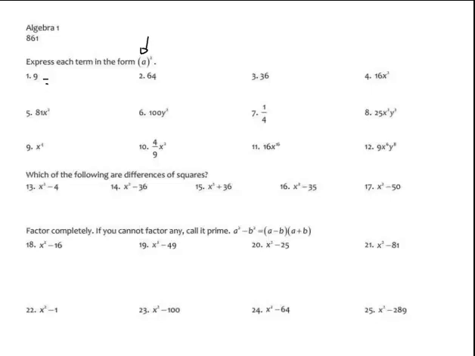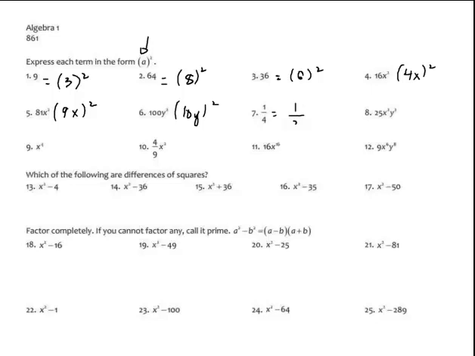So 9 is 3 squared. 64 is 8 squared. 36 is 6 squared. 16x squared is a 4 and an x squared. 81x squared, 9x squared. 100y squared, 10y squared. A fraction. Take the square root of the top, which should be 1, the square root of the bottom, which is 2, 1/2 squared.